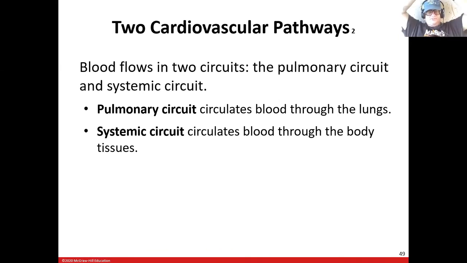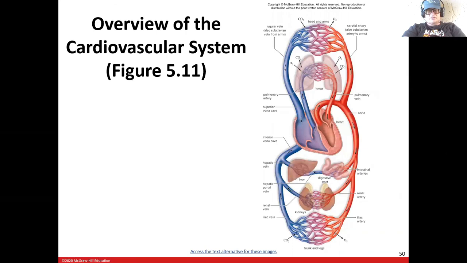So, the pulmonary system sends blood through the lungs. The systemic system sends it through everywhere else after you've done the pulmonary and picked up oxygen from the lungs. All right, there we go. You can see it. This is a lovely drawing. I really like it.